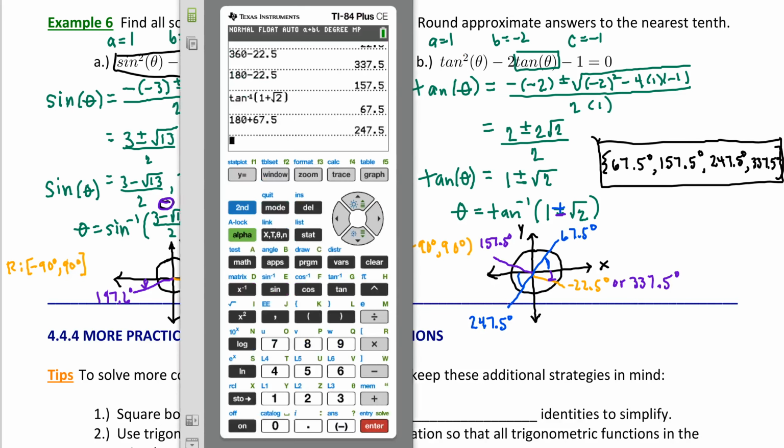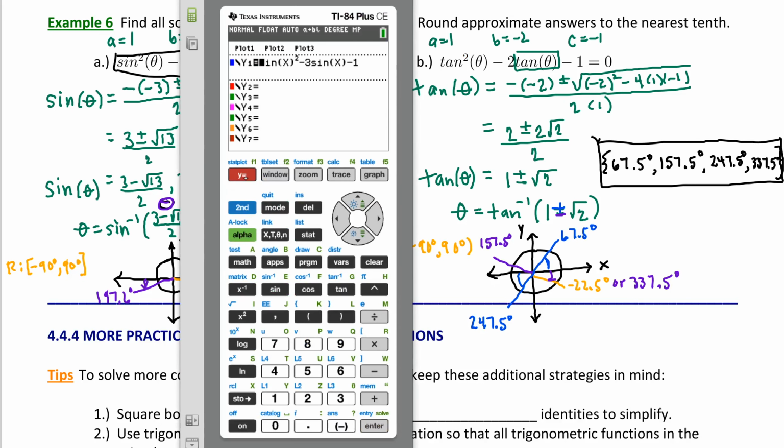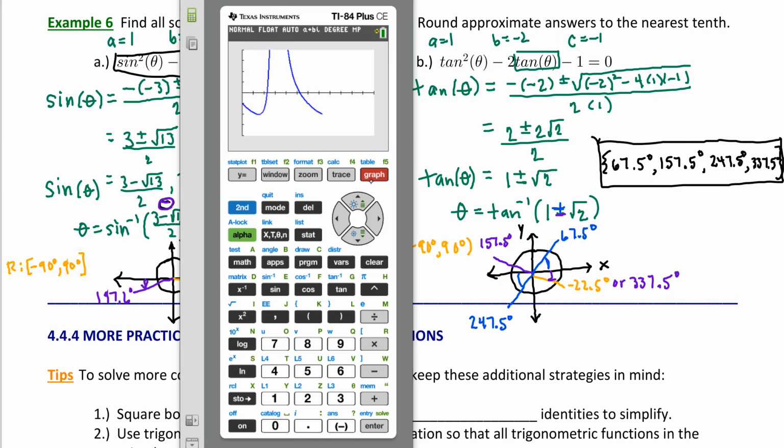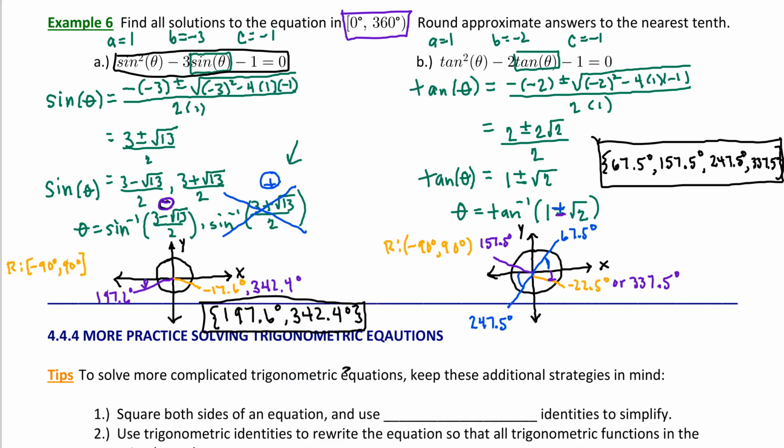Let's take a quick peek at the graph and make sure that we have found all of the solutions in one rotation around the unit circle. So I'm going to graph the left side of the original equation, observing that it is equal to 0. That means I'll be able to manipulate solutions as x-intercepts. We came up with 4 solutions, and notice we do have 4 x-intercepts. So we are good to go.